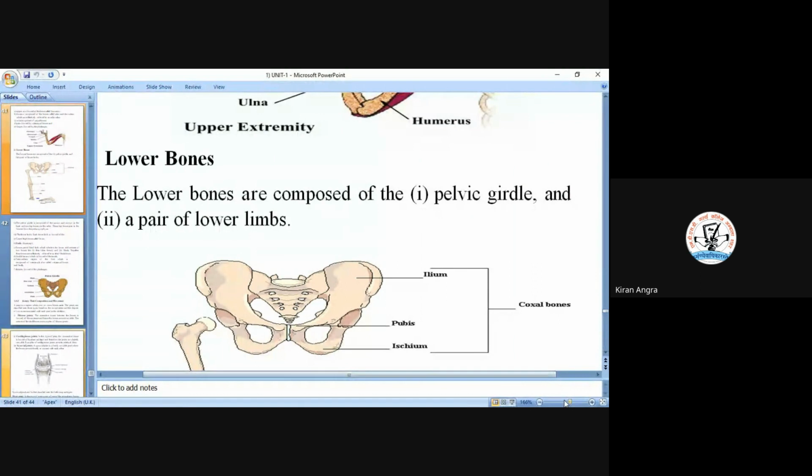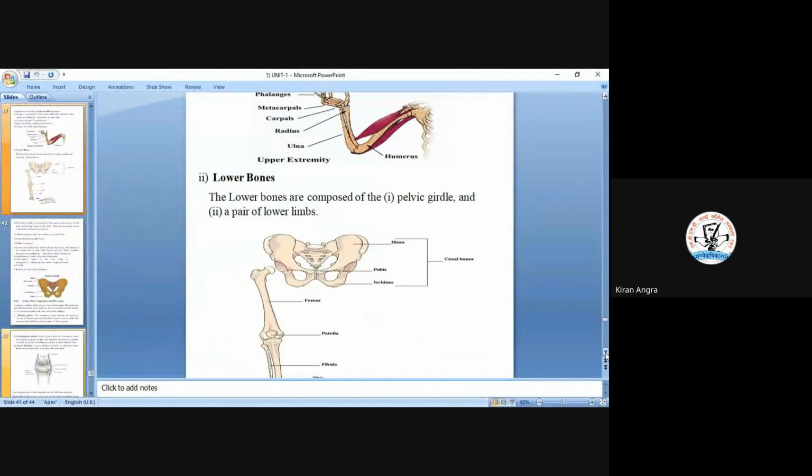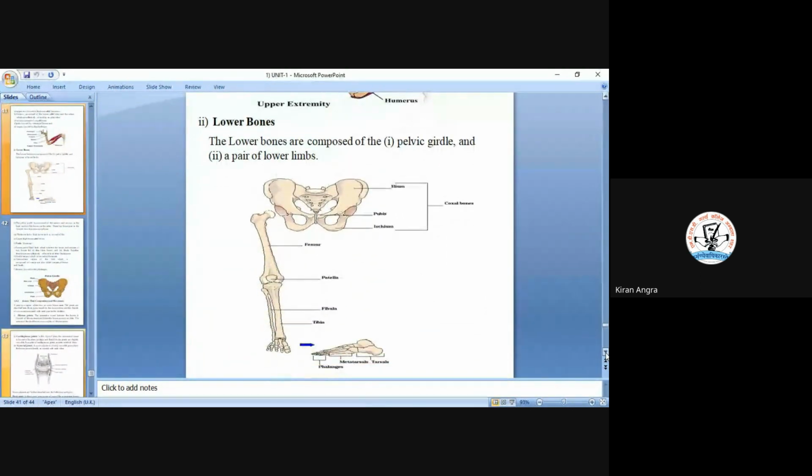The lower bones are composed of the pelvic girdle. You are looking at the pelvic girdle. Here, this is the pelvic girdle, and this whole part is called the lower limb.